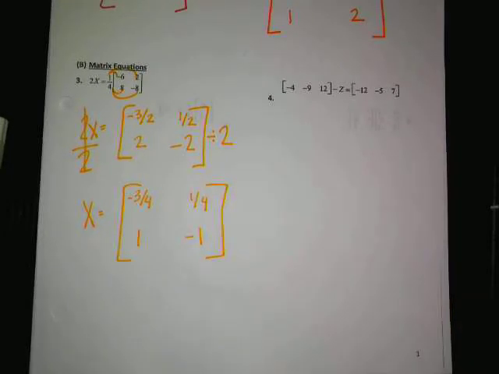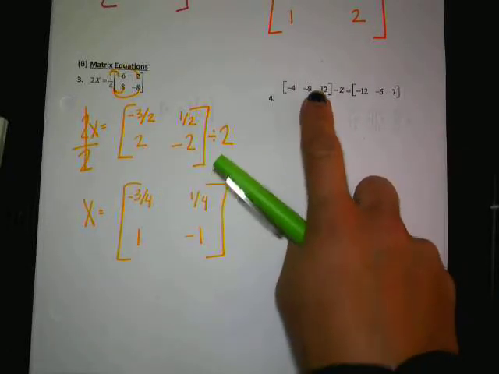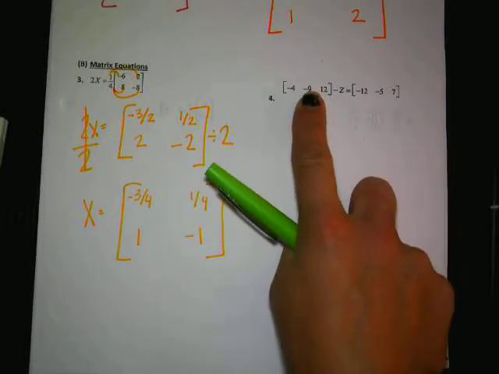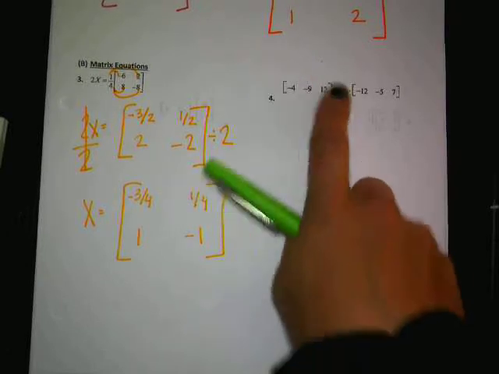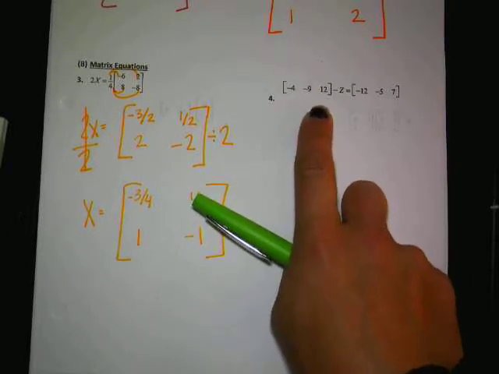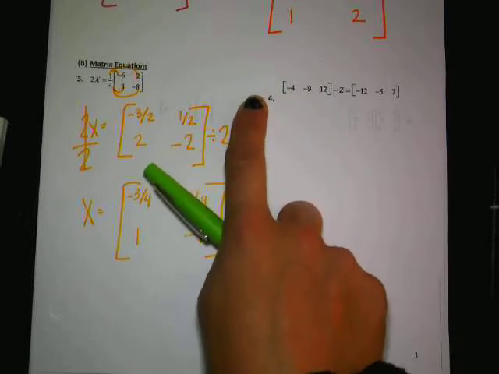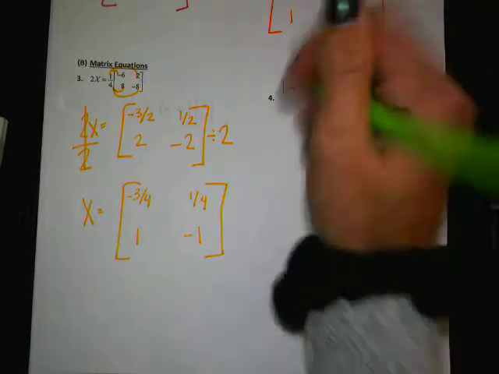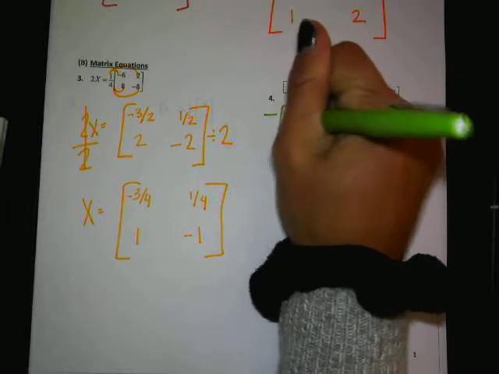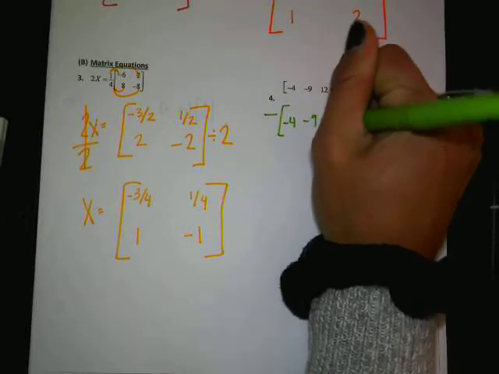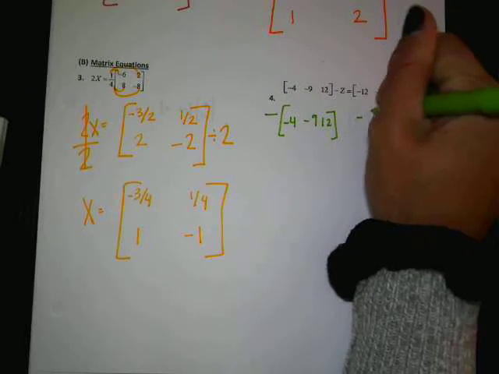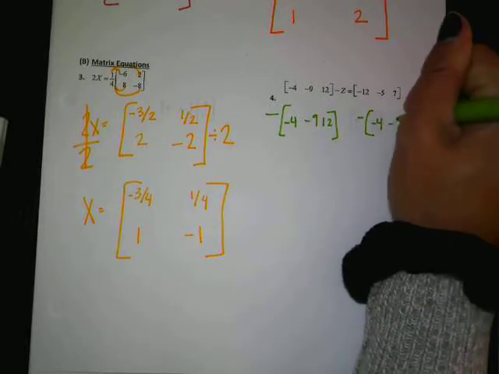Okay, number 4. We're solving for z here. So I want to get rid of this matrix C right here. Is this matrix C positive or negative? Positive, because there's no negative sign out here in front. So it's an understood positive. How would you get rid of it? Subtract it. So we're going to subtract negative 4, negative 9, 12. And if you do it to one side, you have to do it to the other.